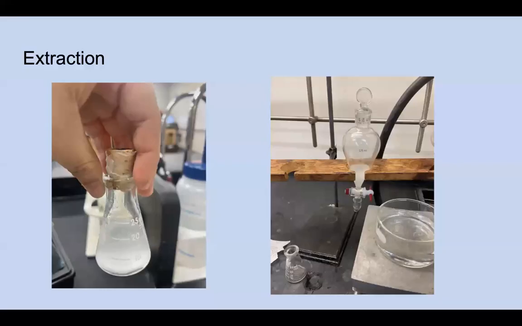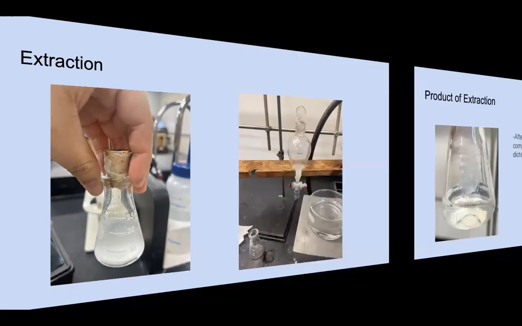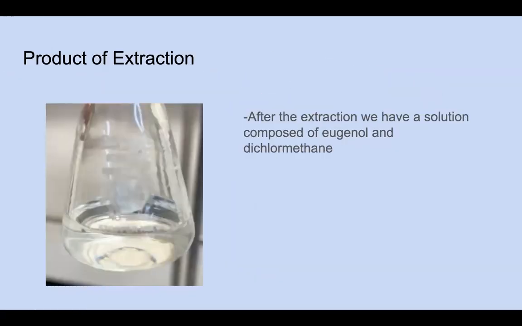In continuation, extraction. For the extraction portion, on the left-hand side, the image represents the 20 ml I collected of the distillate. And on the right-hand side is the separatory funnel that I used to separate the eugenol from the water, or from the organic layer. In order to separate the eugenol, I used dichloromethane. This was my product of extraction. After the extraction, we have a solution composed of eugenol and dichloromethane.